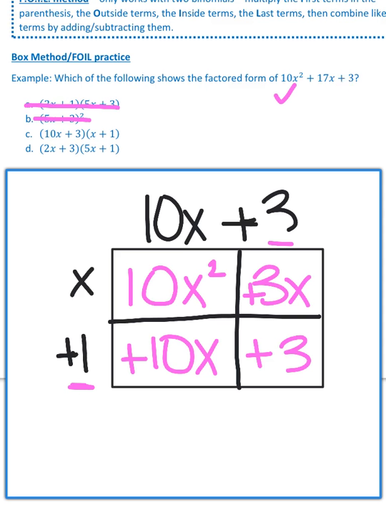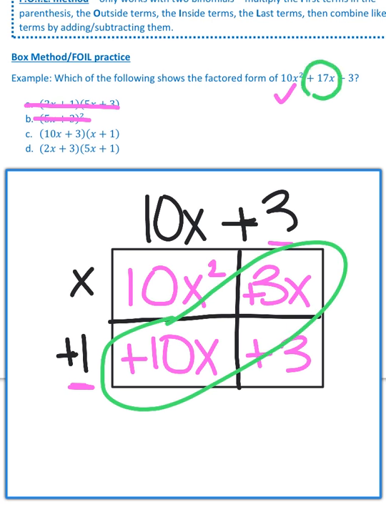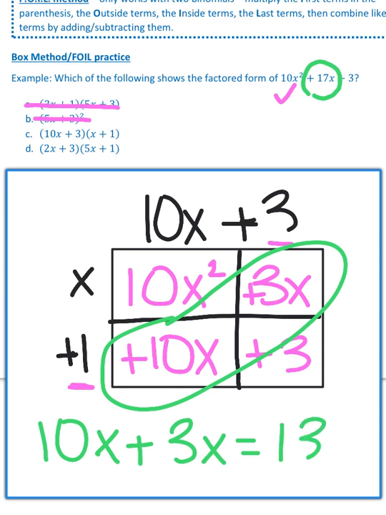So all I have to do is make sure that this middle set, this 10x and a positive 3x, matches a positive 17x. And when I'm looking at that and I go ahead and add it in my head, 10x plus 3x equals 13x. It does not equal 17x. So I just found out C is not the answer. So let's double check and make sure that D is the correct answer.